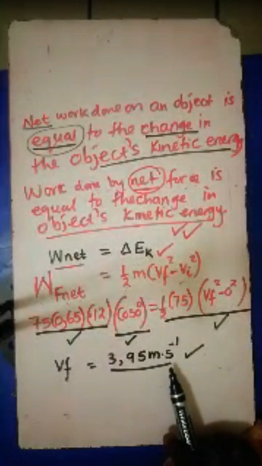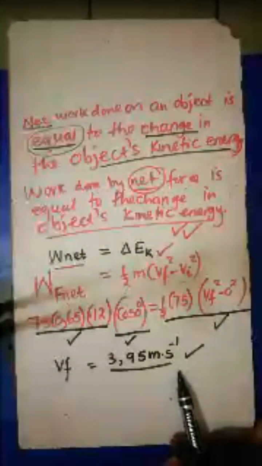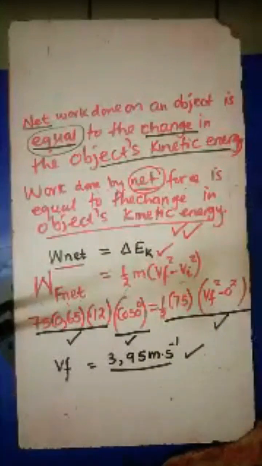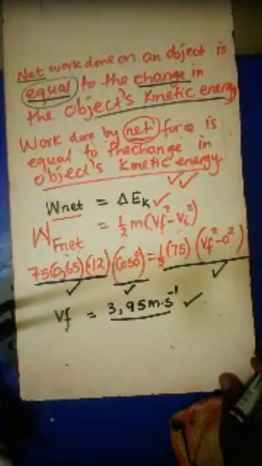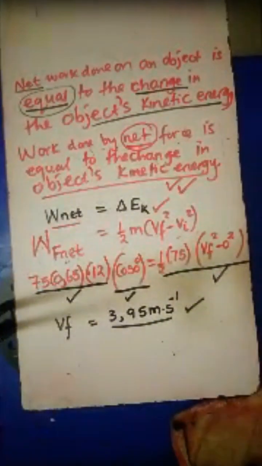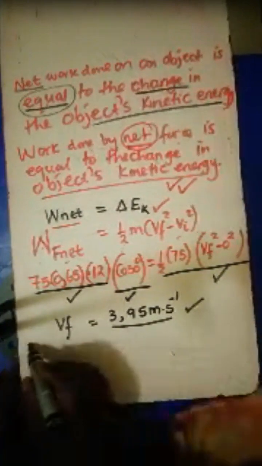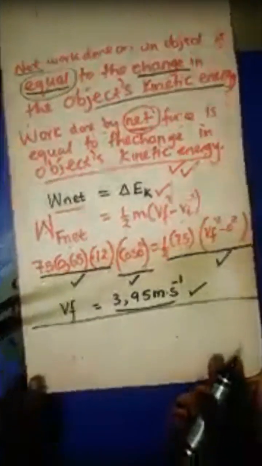If you don't want to use this approach, Elena can use F net is equal to MA, and Elena will get tension. Okay, let me go this way. Because there are many ways of doing physics, colleagues. There's not only one way. But the very first answer must be work net is equal to change in EK, because we're using the work energy theorem.